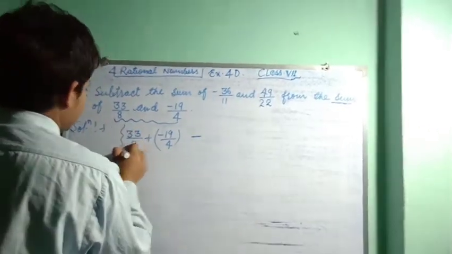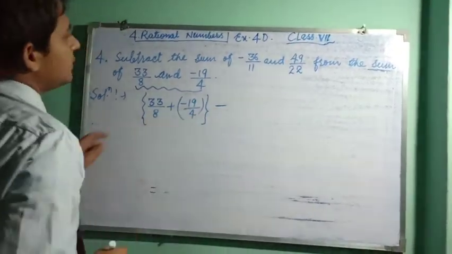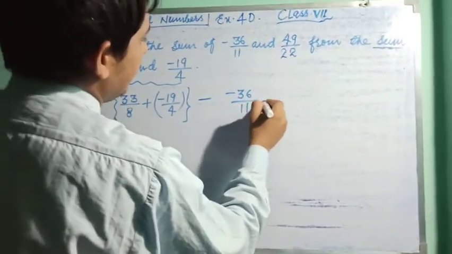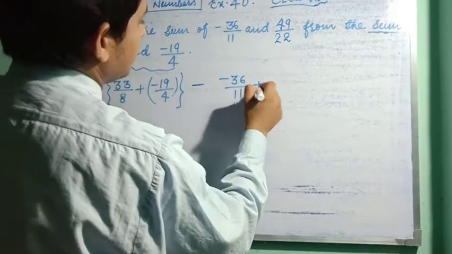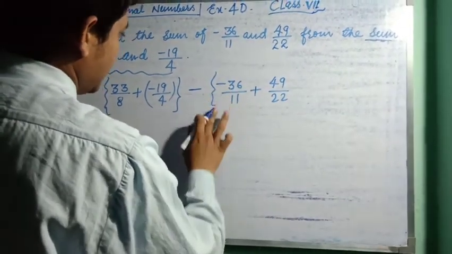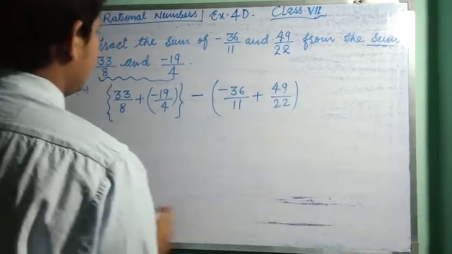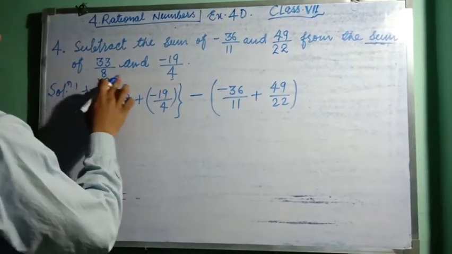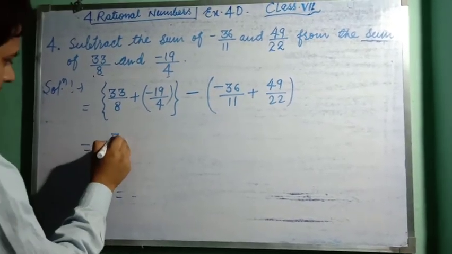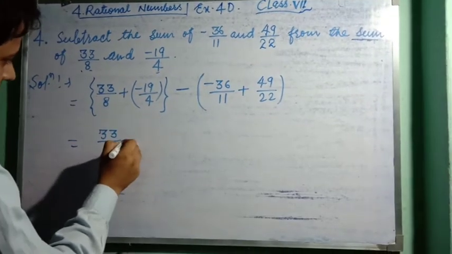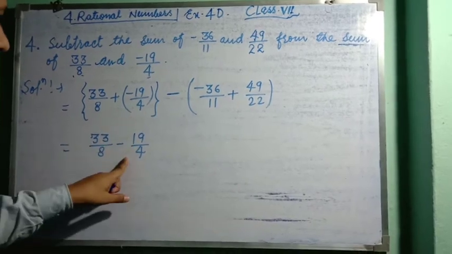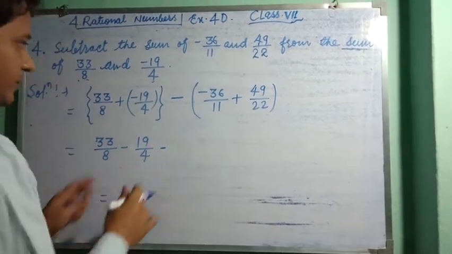Now subtract the sum: the sum of minus 36 by 11 and 49 by 22. Remember, it is the sum of these two numbers. Now we can solve easily. And this is 33 by 8, this is plus minus 19 by 4. Here is minus. First of all, we have to solve the bracket numbers.